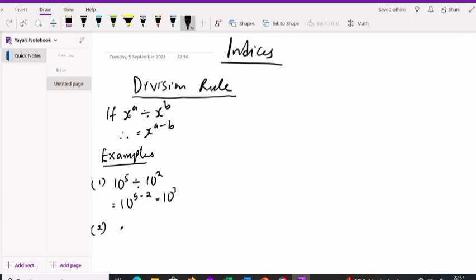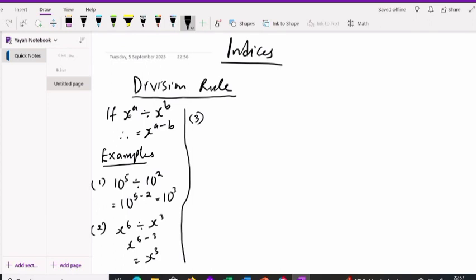The second one says x raised to power of 6 divided by x raised to power of 3. That is the same thing as saying x raised to power 6 minus 3, and then our answer is going to be x raised to power 3. We are still going to solve more examples, so let's just go to number 3.